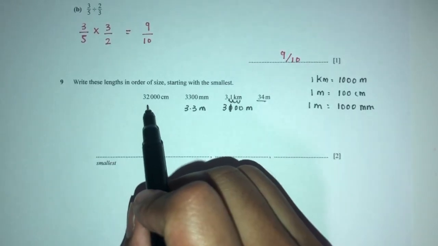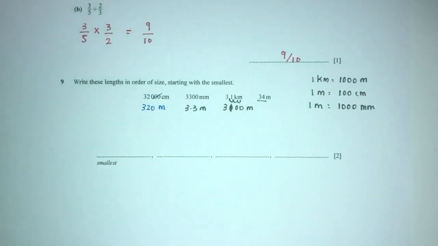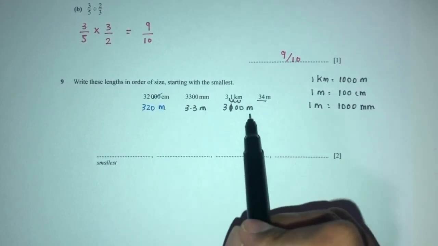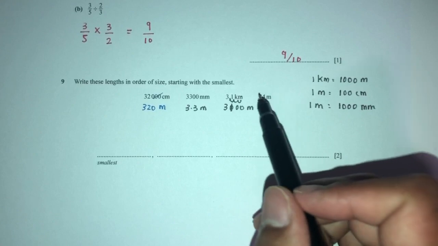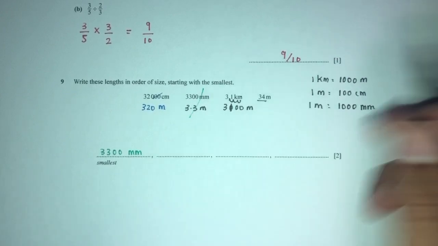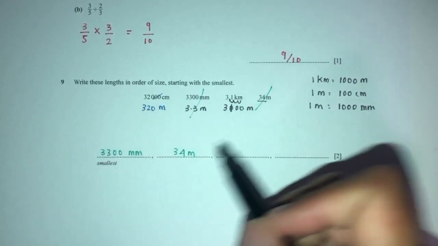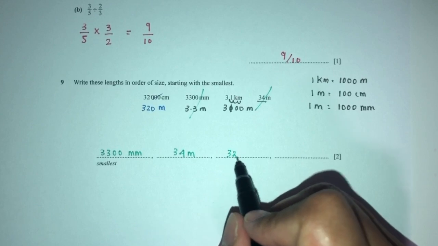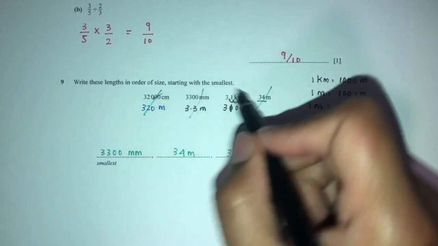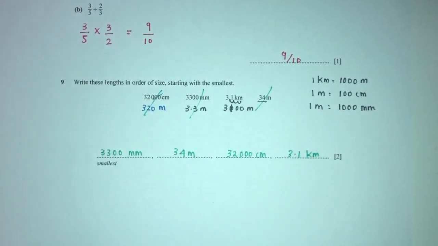Now for this one, obviously convert. So we know we have to divide by 100. That will be 320 meters. Now since they are the same units, meters, we can compare which one is the smallest. So by comparison, we have this one, 3300. Now next one will be this one, 34. Next one we have this one, that will be 32,000. And finally we have 3.1 km. Again, it is up to you to choose the unit you would like to change them to. But the idea is we change them to the same unit so we can compare them and we know which one is smallest easily.